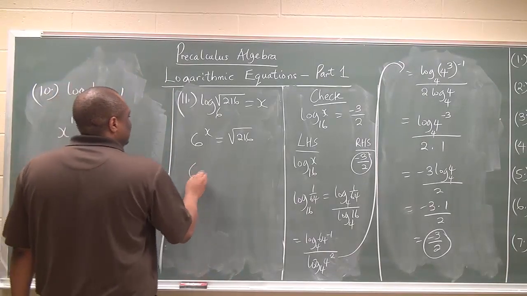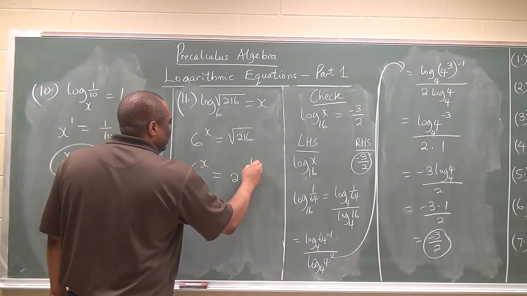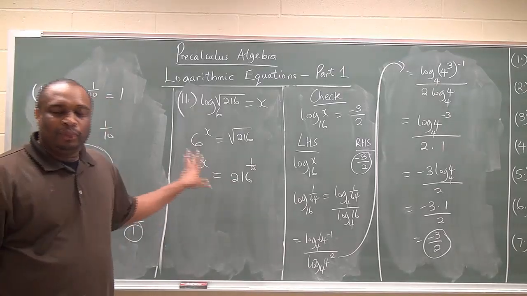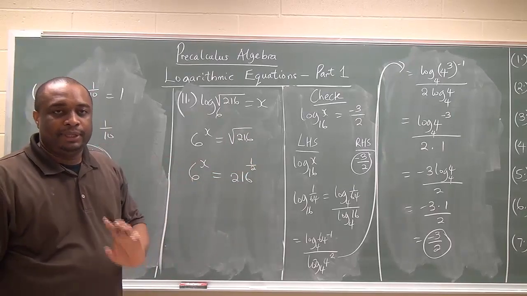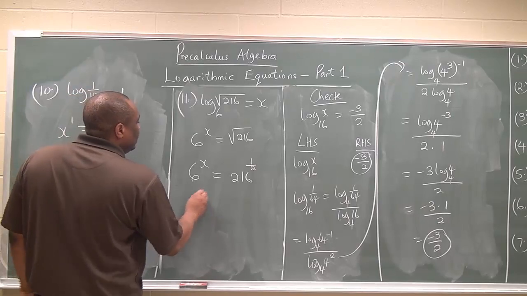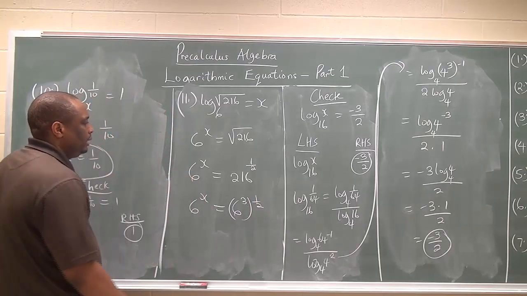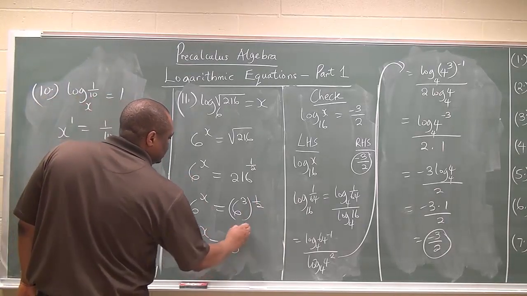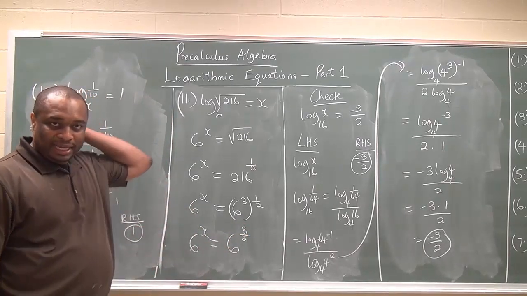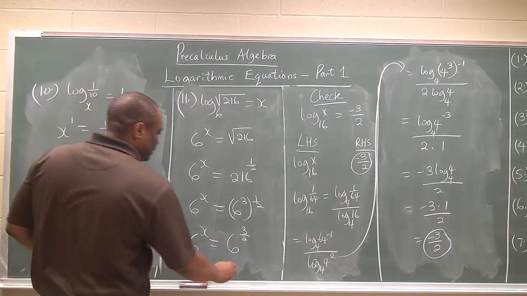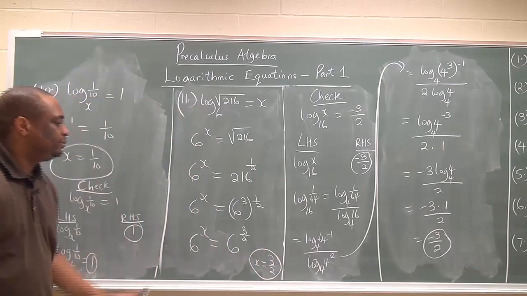So what do you want to do now? This is 6 exponent x, and you know that the square root of 216 is 216 exponent 1 over 2. We did this in the laws of exponents, view that video. So 6 exponent x equals 6 cubed exponent 1 over 2, so 6 exponent x is equal to 6 exponent 3 over 2. They have the same base, so you can equate the exponents. So x is equal to 3 over 2.